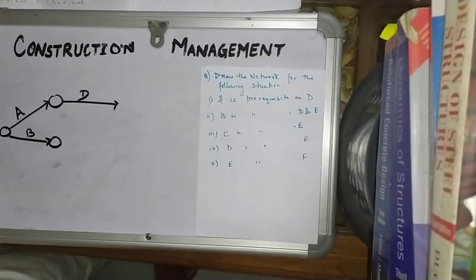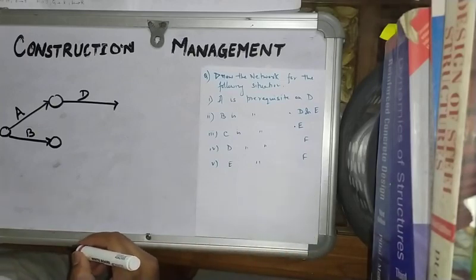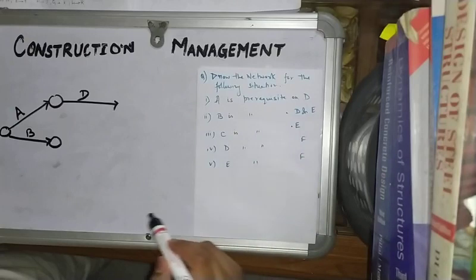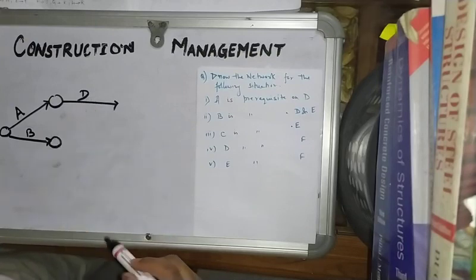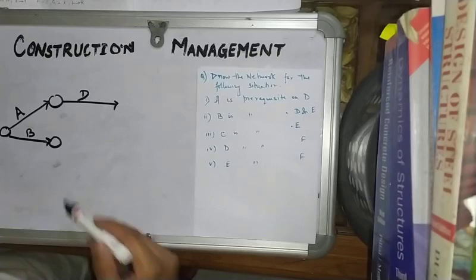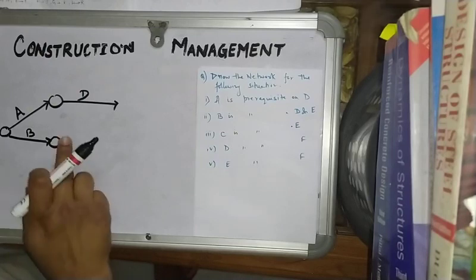Now here C is prerequisite on E and B is prerequisite on D and E. So D can start only when B has been completed, and similarly D can start only when A has been completed. Right. So what we'll do, we know that in such cases we can draw a dummy activity.